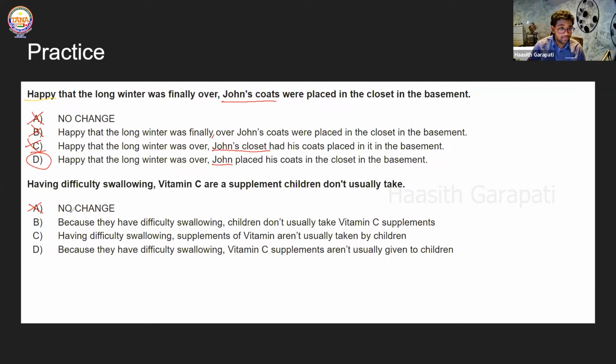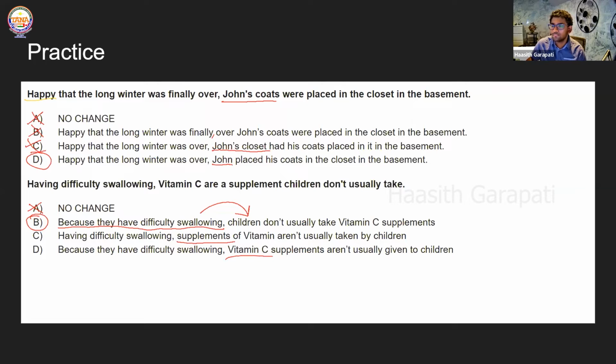Now, B is changing the modifier a little bit. Because they have difficulty swallowing, children don't usually take vitamin C supplements. So we're talking about a difficulty where this noun has trouble swallowing, and then immediately we're referring to children. That is correct. Children can perform or be affected by said modifier. So that means B is the correct answer. C is wrong because the vitamin C and then supplements cannot swallow, so that makes no sense. And then D also doesn't make any sense because it just goes back to vitamin C.